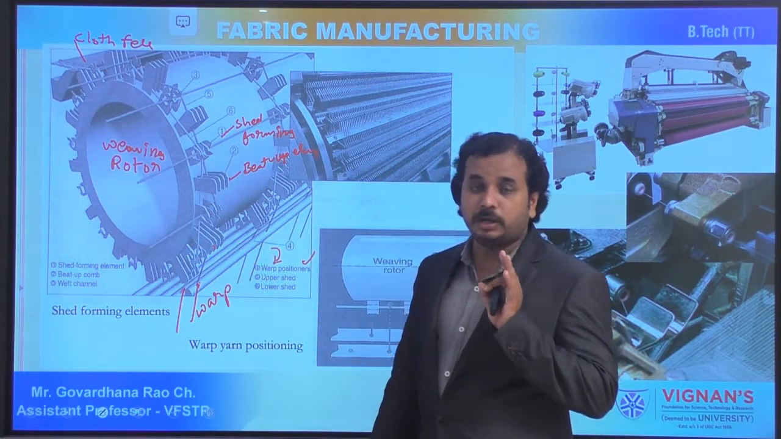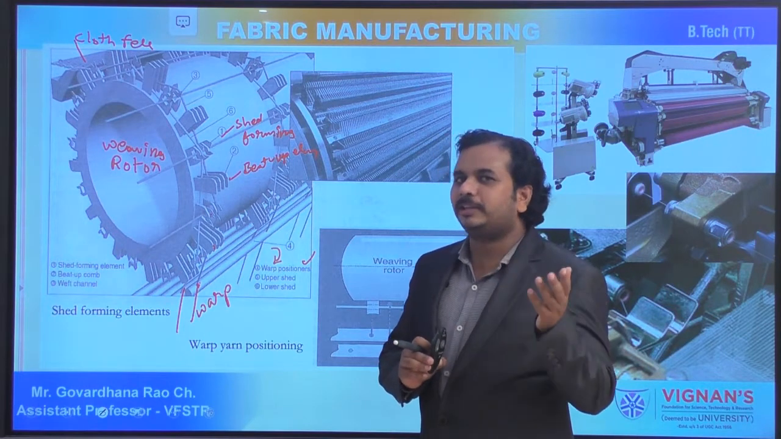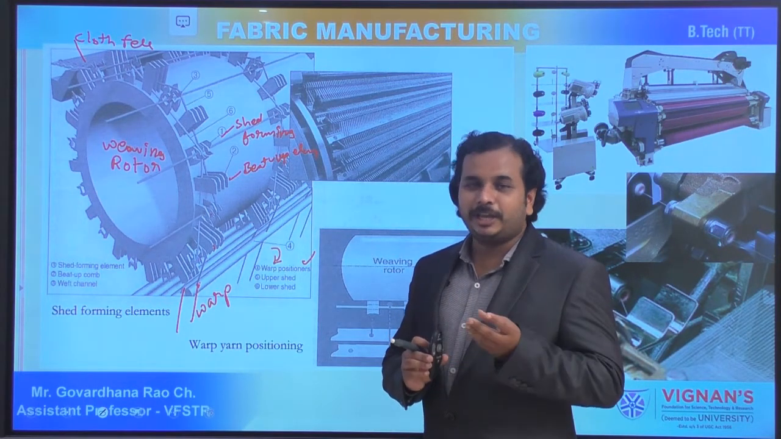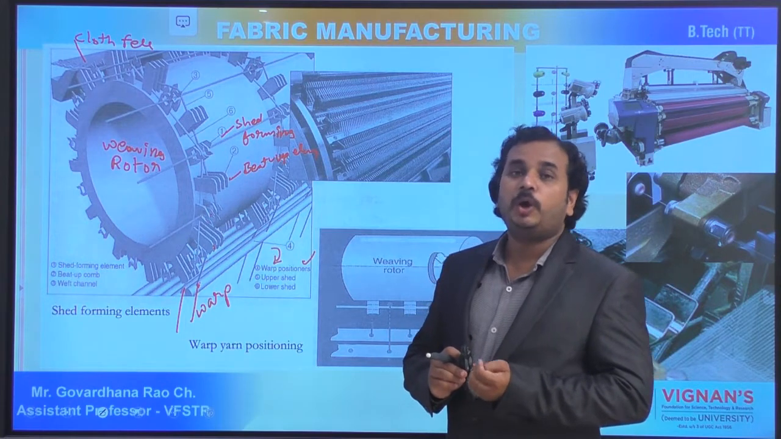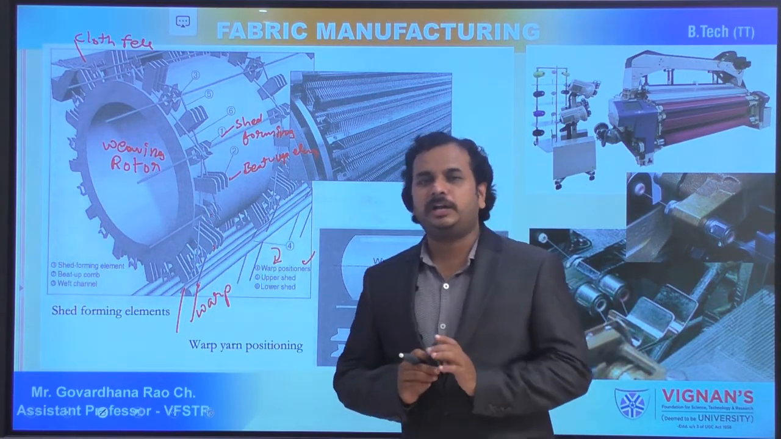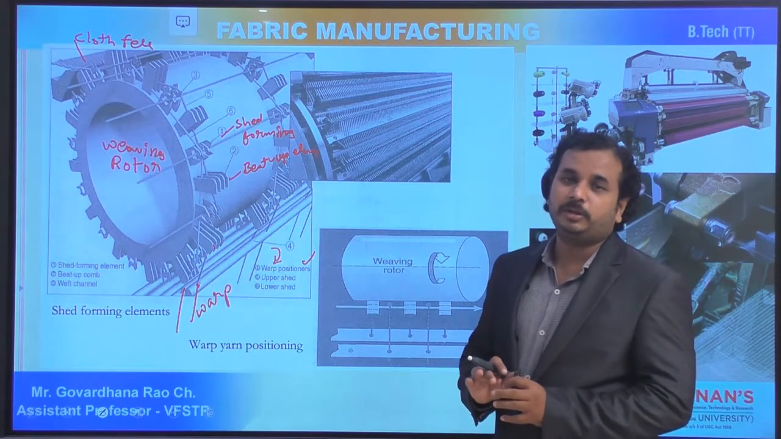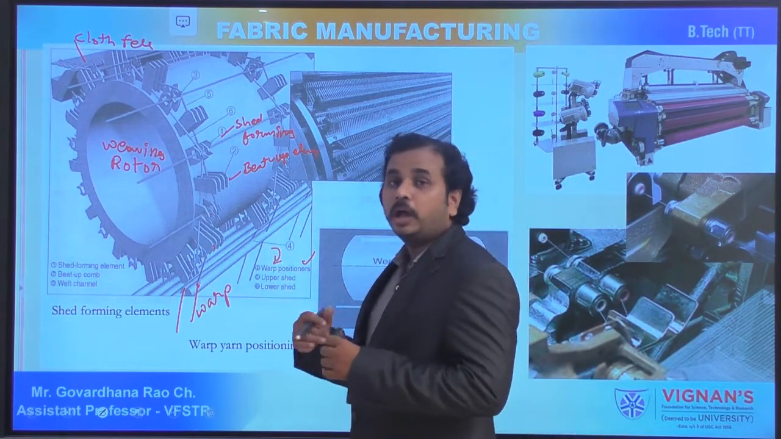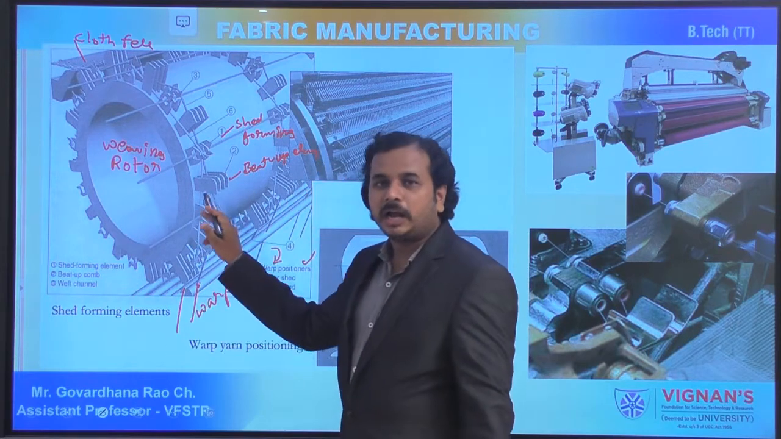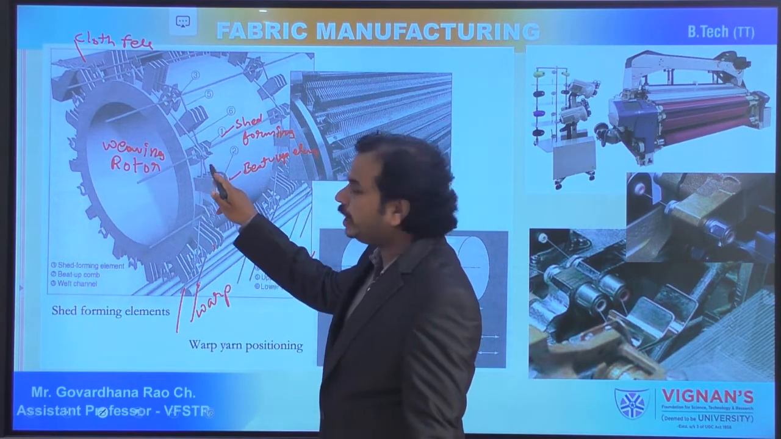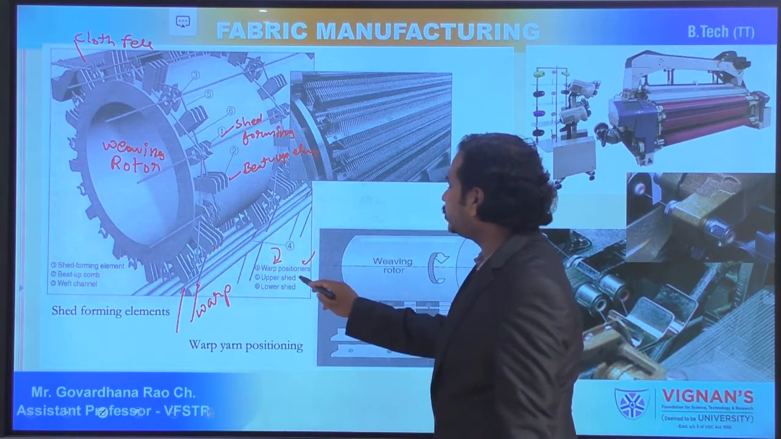Here you have to observe how the shed formation is happening with the help of shed forming elements. In the other cases, shed formation is occurring in the air jet, water jet, rapier, projectile, and even in the shuttle looms, with the help of heald frames. Here there are no heald frames. We are not using any kind of heald frames, but the yarns are divided into two sheets with the help of shed forming elements, and whether the yarn forms the top shed or bottom shed will be decided by the warp positioners.